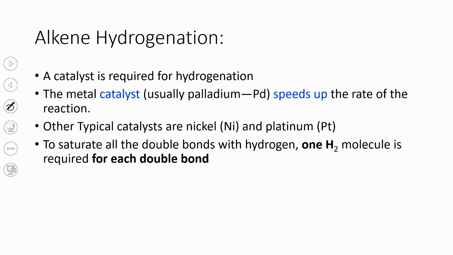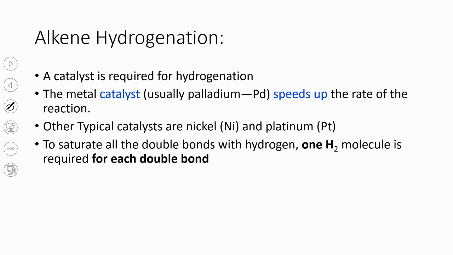So we have to have a catalyst. The catalyst is usually palladium. So I have used a catalyst and it was palladium on carbon, and you just add it in there. And the palladium helps the hydrogen bond break apart, and then those hydrogen atoms can add into your molecule. So that speeds up the reaction. Other catalysts are nickel and platinum. So those are some common hydrogenation catalysts.